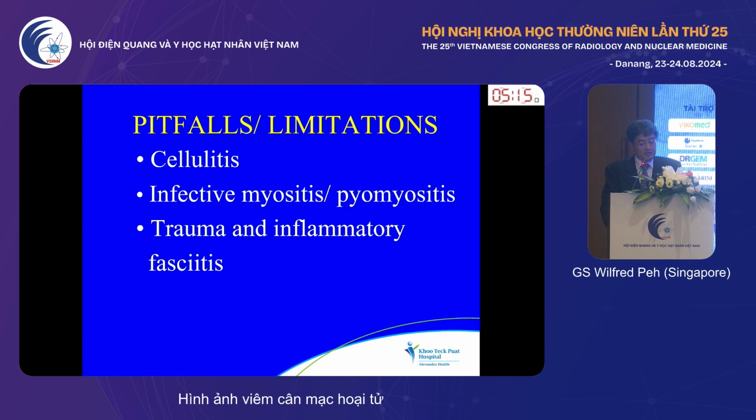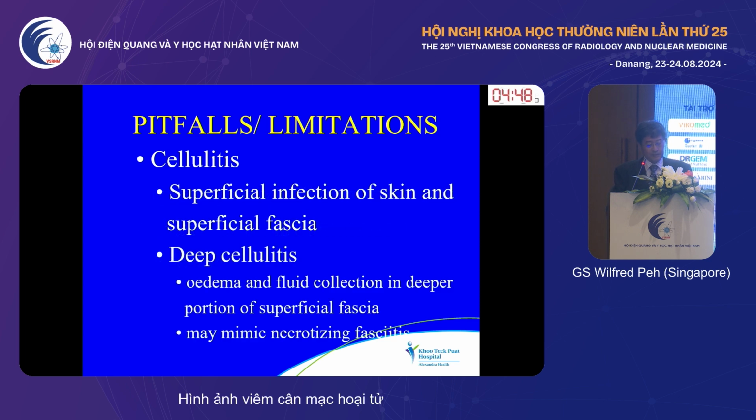So MR is useful because often the patient comes in with swelling and pain in the limbs, and you can't really tell cellulitis from necrotizing fasciitis, although necrotizing fasciitis tends to have disproportionate amount of pain. But the MR will sort this out quite easily. There's infection of the muscles. And then it can be due to trauma and inflammatory conditions. So I'll show you some examples.